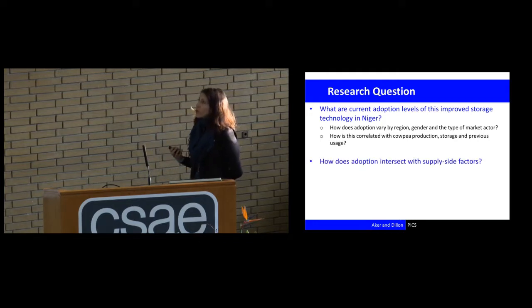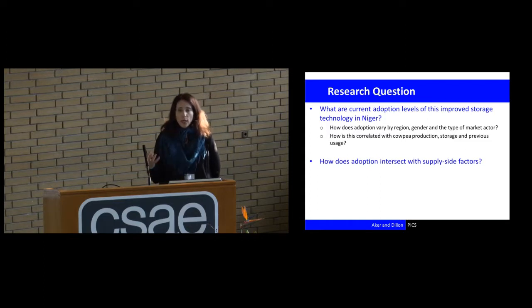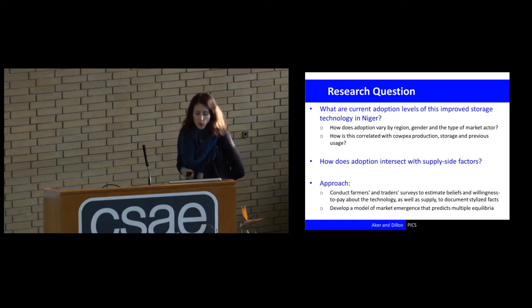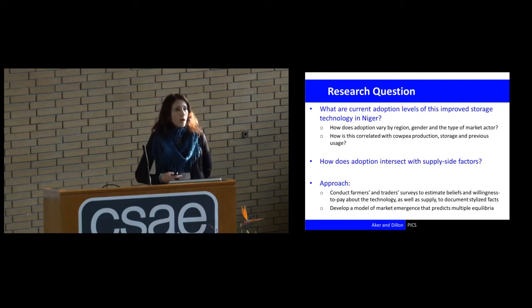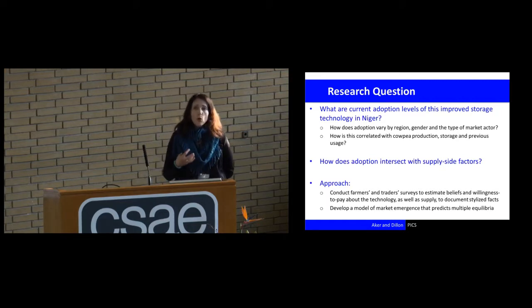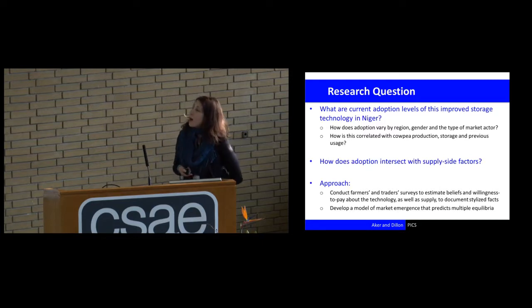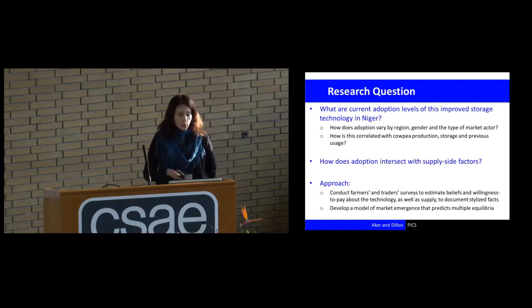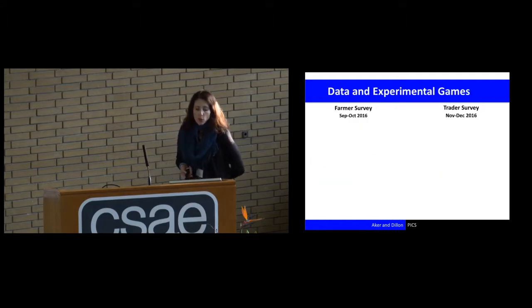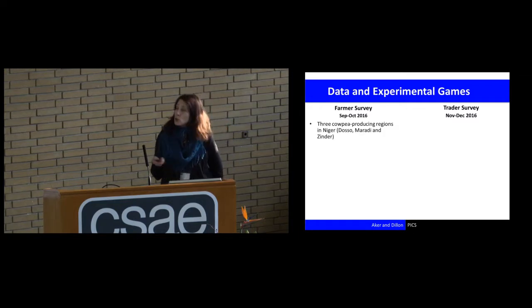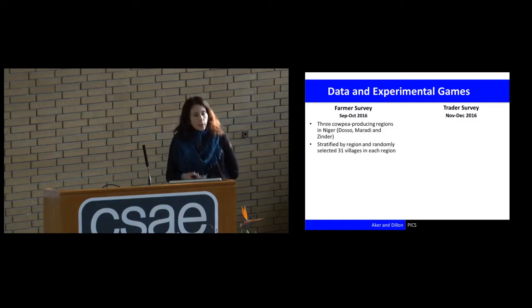And then trying to, again, bring in the supply side factors. So we're looking at whether the market is actually supplying this technology, knowing that the two sides need to be able to learn from each other. And so what we're doing is using both a farmer and a trader survey to understand what their beliefs are about this technology, and also measure an experimental measure of willingness to pay using an incentivized BDM game on both sides of the market, and then documenting some stylized facts about this, and then proposing a model of market emergence that's going to predict these multiple equilibria that we actually see in the data. And so just to briefly go through, we have these two surveys that were done in these three major regions in Niger.